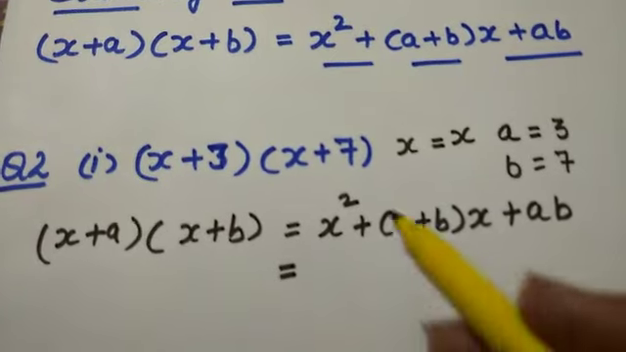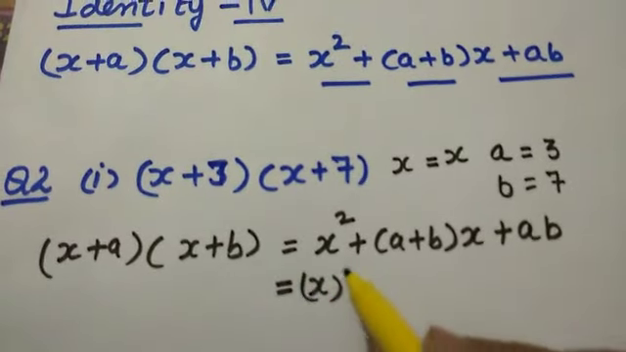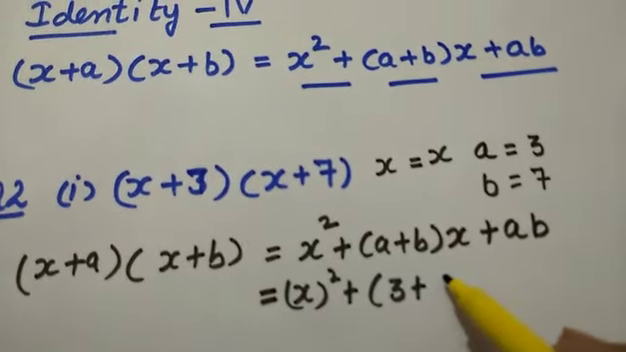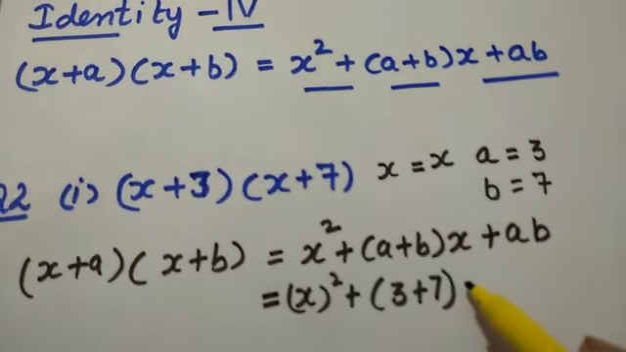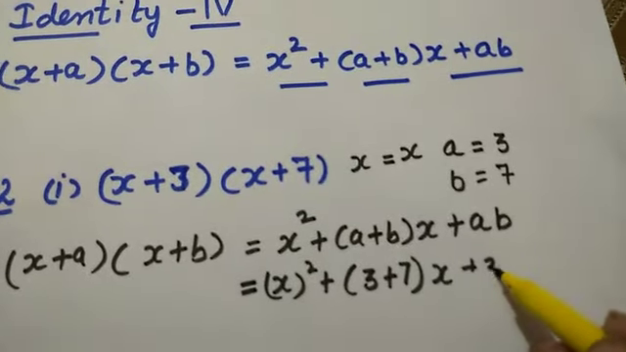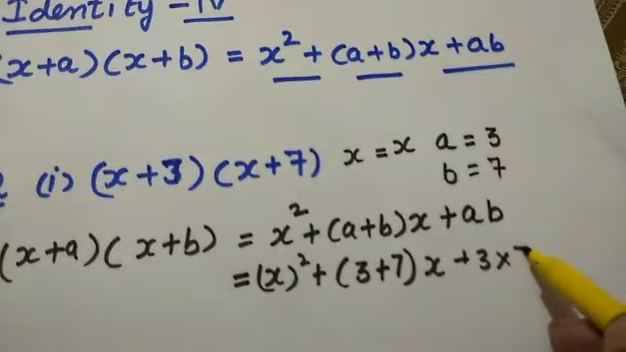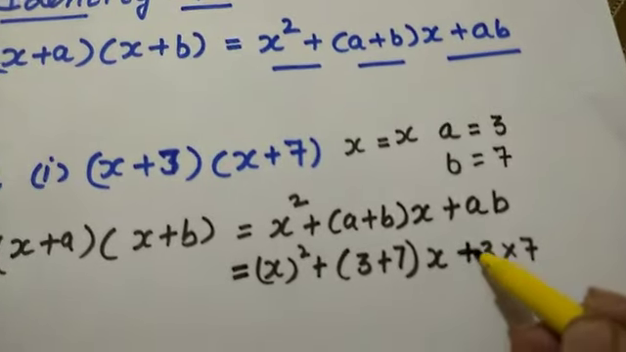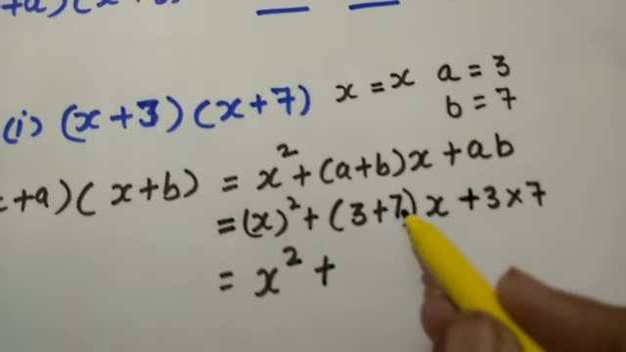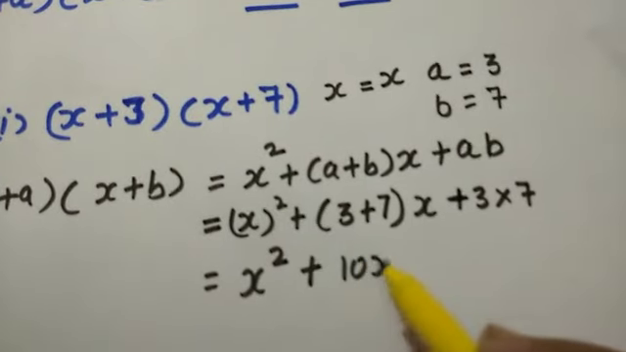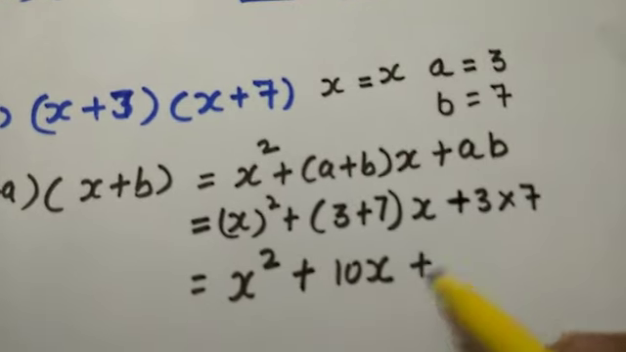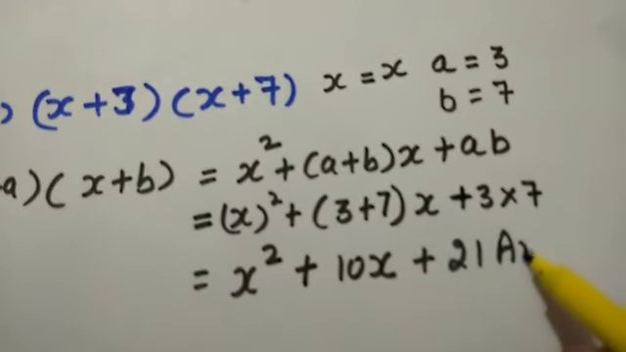Now we'll put the values: we have x², value of a is 3 and value of b is 7, into x, plus 3 into 7. So the result will be x² + (7 + 3) which is 10x, this 10 will be multiplied with x, plus 21.